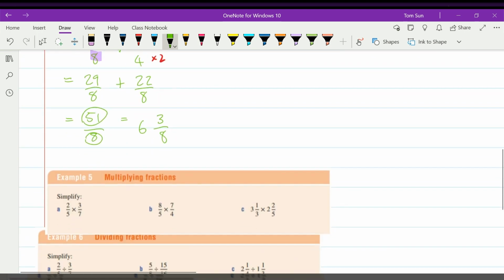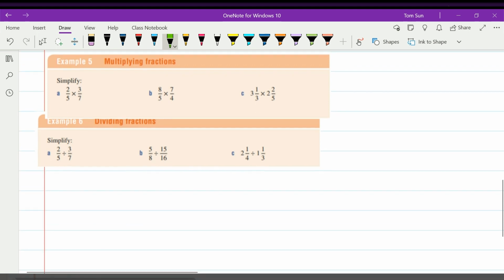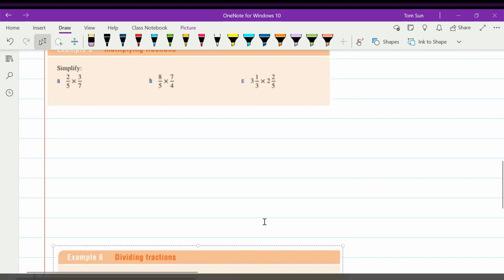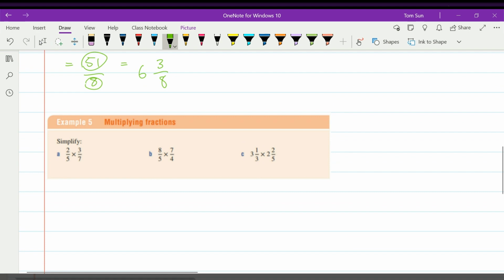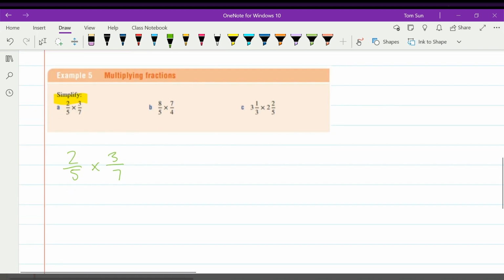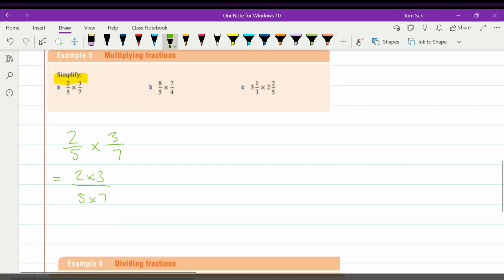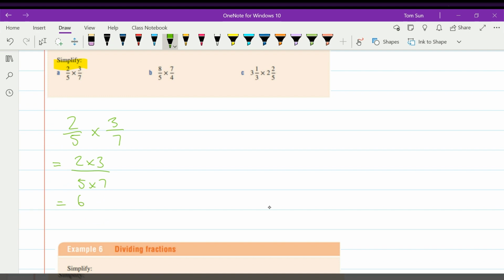All right, so let's take a look at fraction multiplication. Fraction multiplication is really easy because all you have to do, although you do have to remember, you have to simplify at the end. 2/5 times 3/7. What you can do here is you can go 2 times 3 over 5 times 7, and that is 6/35, and that's your answer.